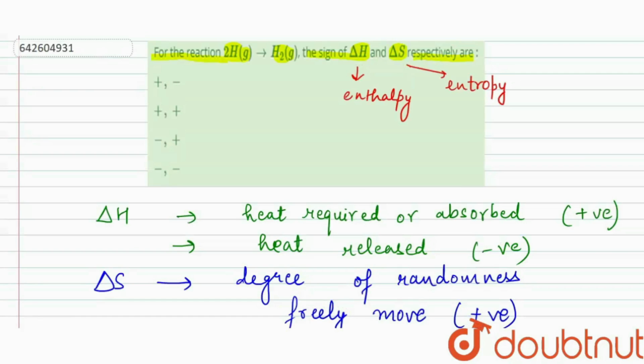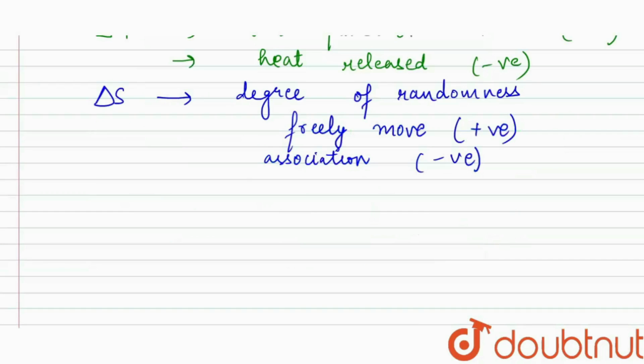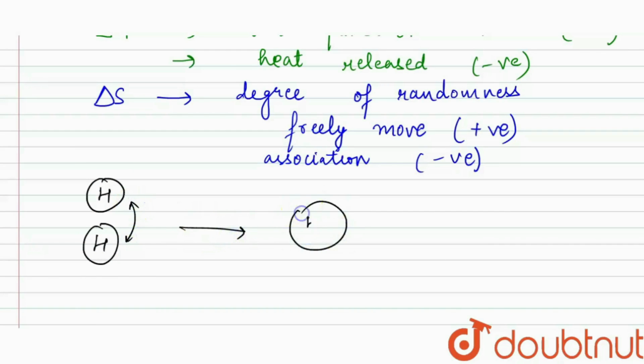Now in this reaction what happens is 2H gas to H2 gas. It means that the two hydrogen atoms, suppose I have one hydrogen atom and another hydrogen atom, both combine with each other and form H2, right? So for this case our delta S is negative, because here association takes place.